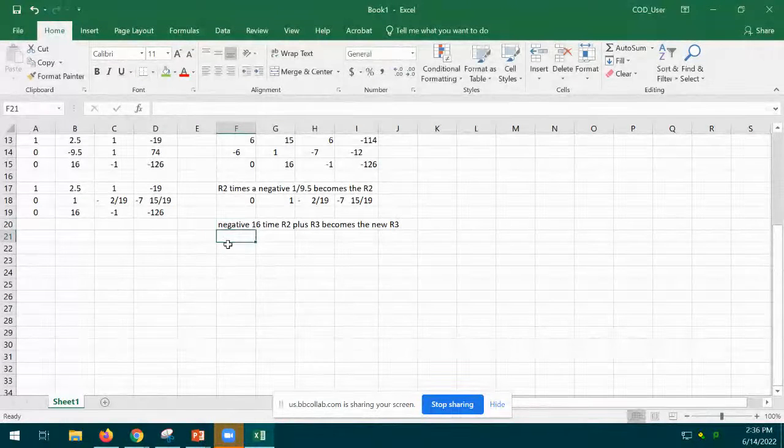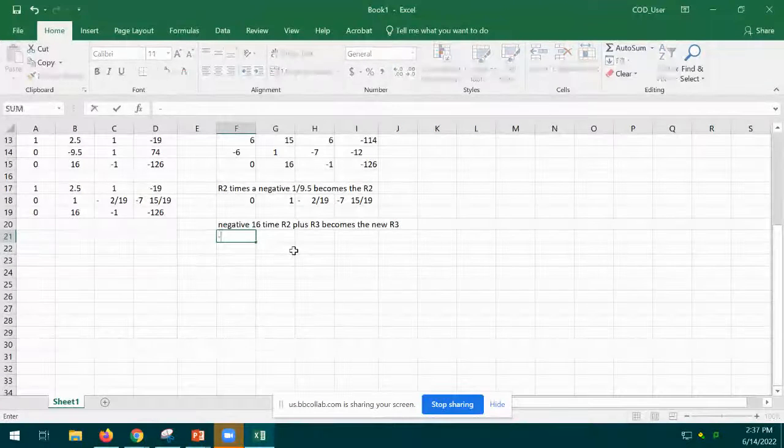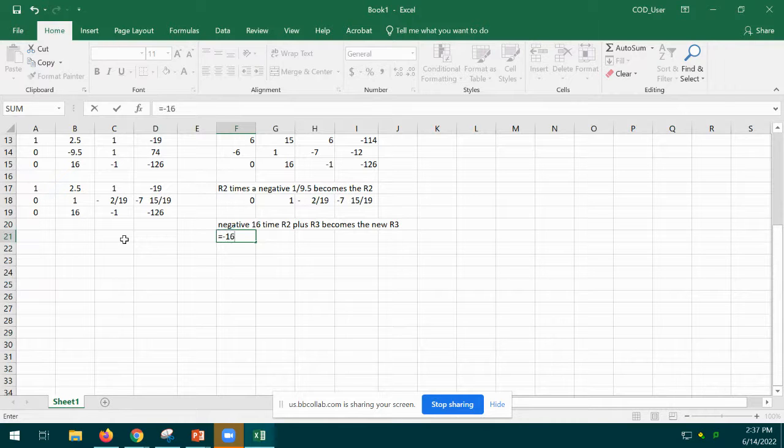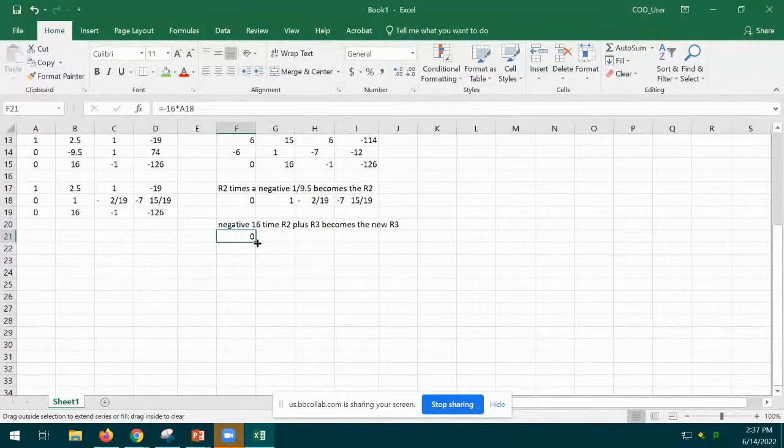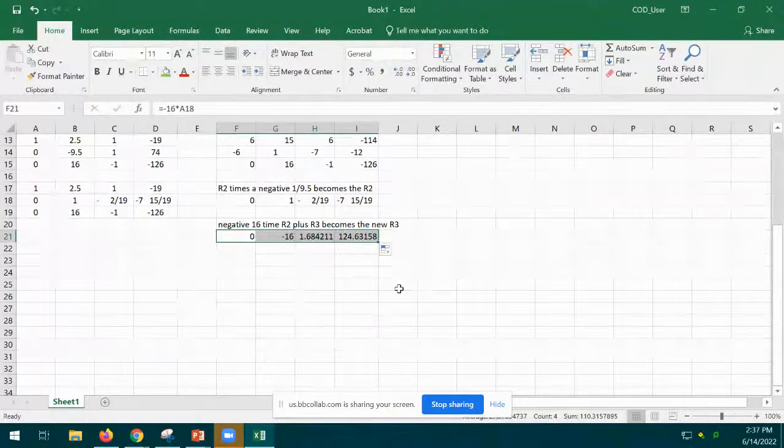Okay, so I'm going to do negative 16 times that. So this is going to be equal, this is negative 16 times, see, that is of course going to be 0. And then I'm going to pull all of these others over here.